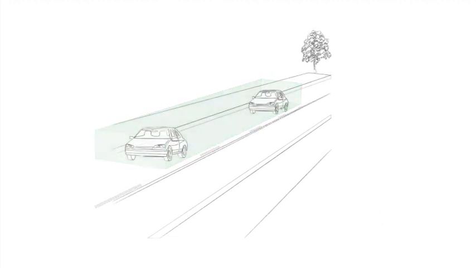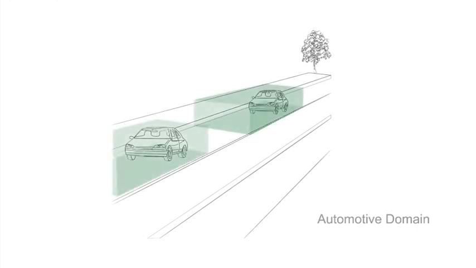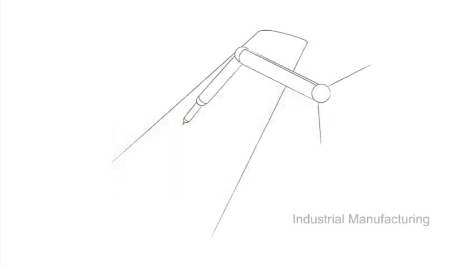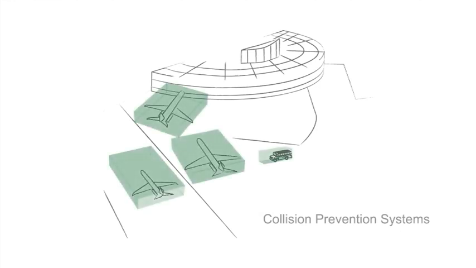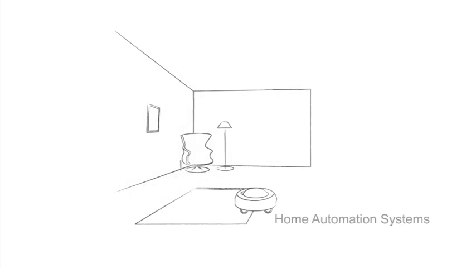The possibility of spontaneous interaction based on zones of influence offers a broad field of application, ranging from applications in the automotive domain like drive-by-wire, to modeling and securing of danger zones in industrial manufacturing, collision prevention systems for moving peers like airplanes and supply carts, or even home automation systems like autonomic robots.